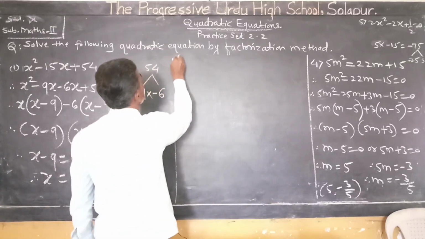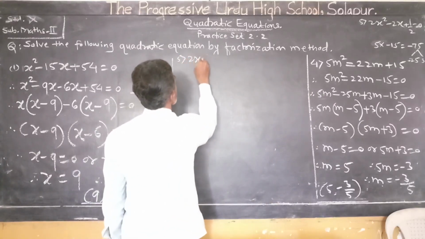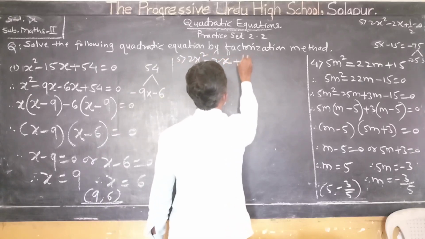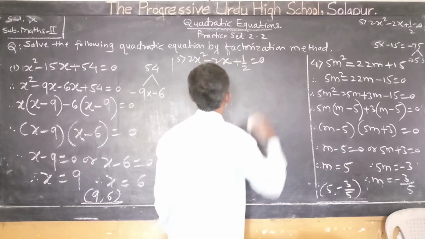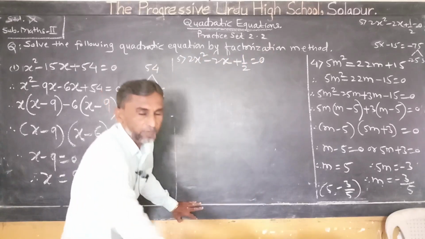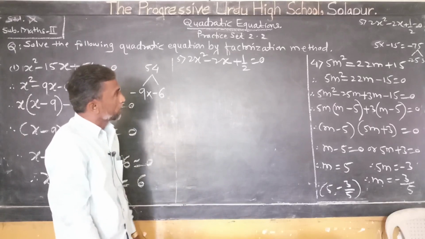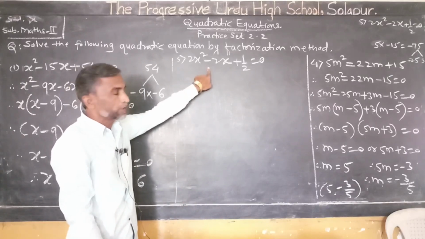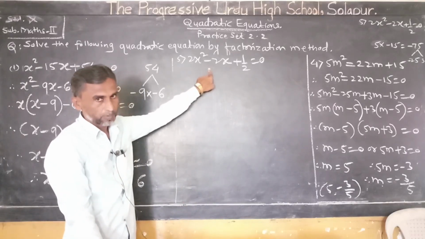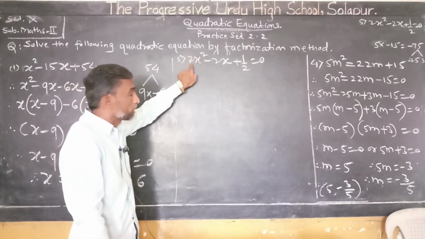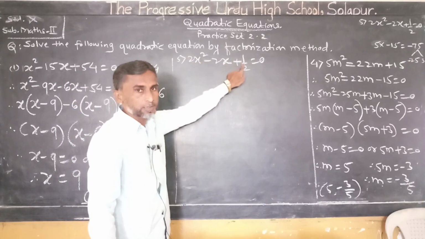Now fifth one, 2 times x square minus 2x plus half is equal to 0. This is the fifth example from this exercise. If you observe, the quadratic equation is already in standard form. Now, second step, what we should do? We should multiply the quadratic coefficient with the constant term.